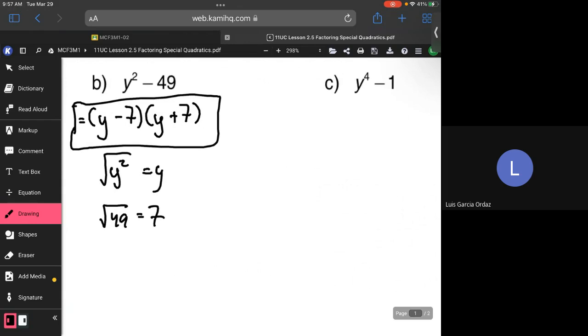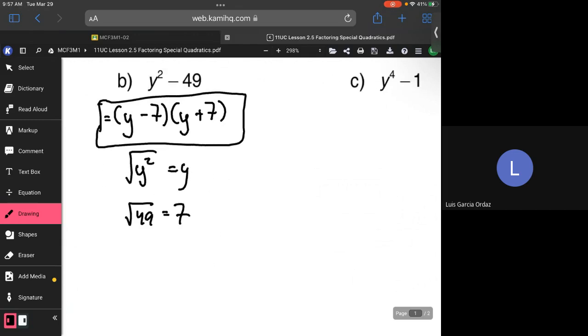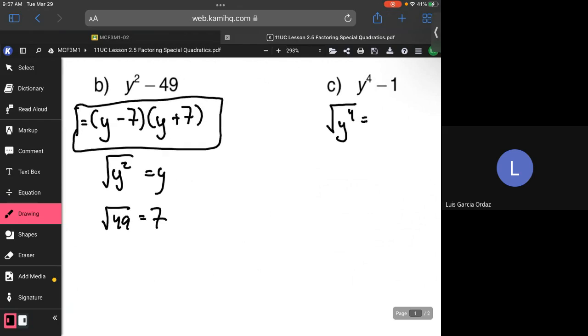Okay, the next one we have is y to the 4 minus 1. So what is the square root of y to the power of 4? Y squared. And what's the square root of 1? 1. So now try to figure out the difference of squares. Emma? Y squared minus 1 and then y squared plus 1. Okay.